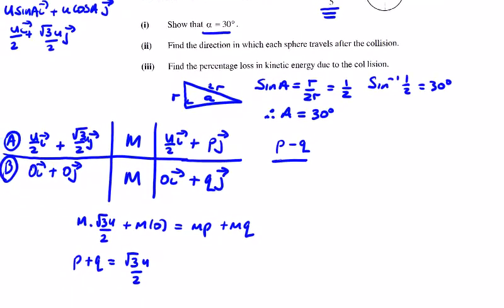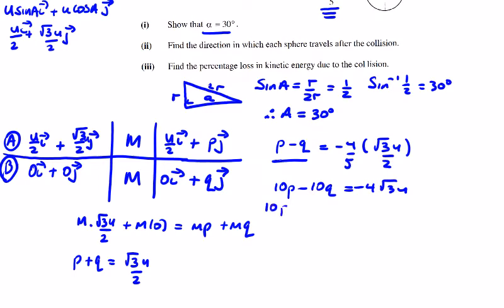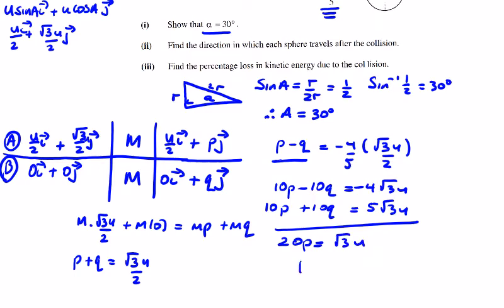We have the coefficient of restitution is 4/5, so that's going to be equal to minus 4/5 times this root 3 u over 2. So we're going to get 10p minus 10q is equal to minus 4 root 3 u. From down below we have 10p plus 10q is equal to 10 root 3 u over 2, so that would be 5 root 3 u. So we're going to get 20p is equal to root 3 u. So p is equal to root 3 u over 20.